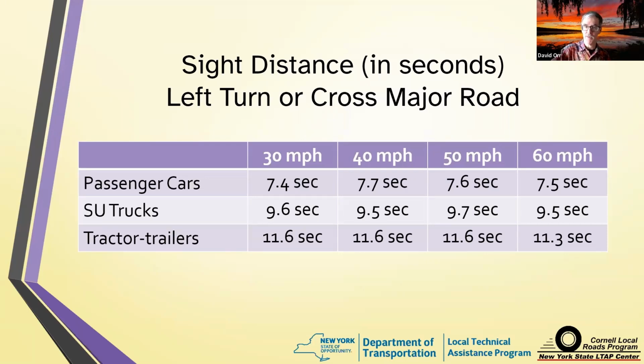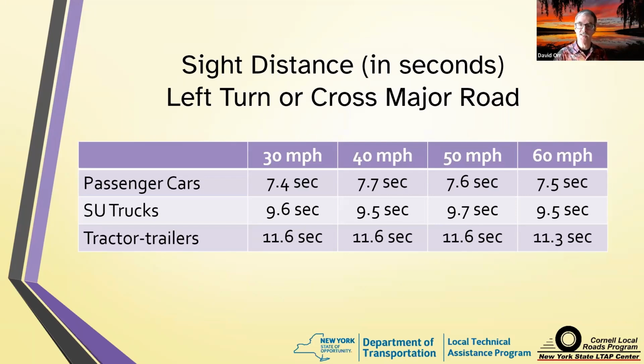And it turns out the reason, by the way, that it's not going up or going down like you'd expect has to do with the fact that perception, reaction, and braking distance don't work out the way you'd think. And if you want, we can talk about the math. For an SU truck, a delivery truck, it turns out to be about 10 seconds. For a tractor trailer, it turns out to be about 11 to 12 seconds.